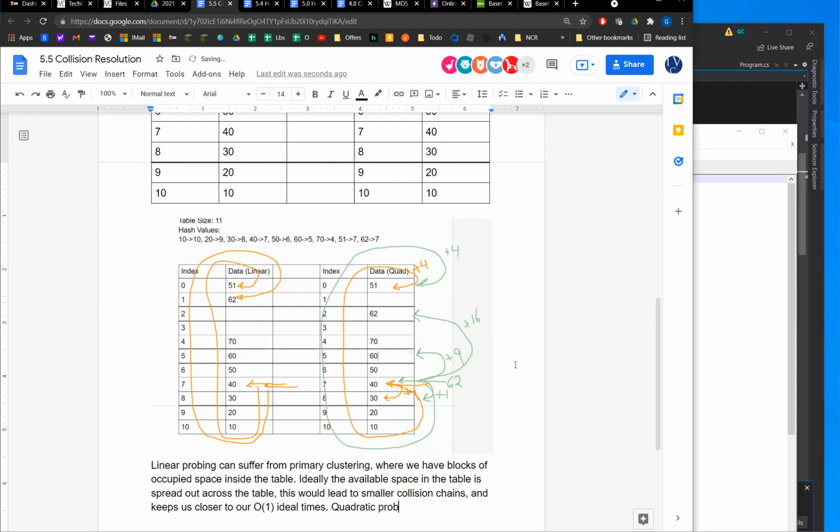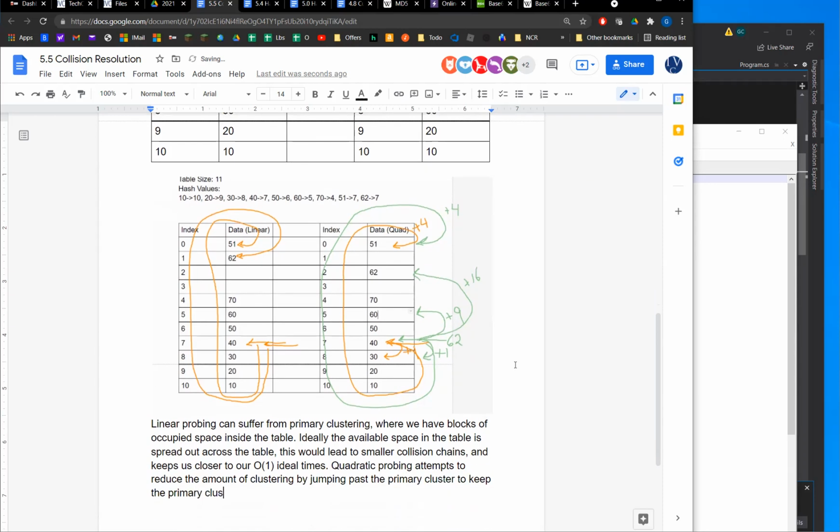Quadratic probing attempts to reduce the amount of clustering by jumping past the primary cluster, to keep the primary cluster smaller in size, but it does also have secondary clustering as a byproduct. And so that's just small blocks inside the table, right? Because they're all following the same pattern. All right, so let me show you that.